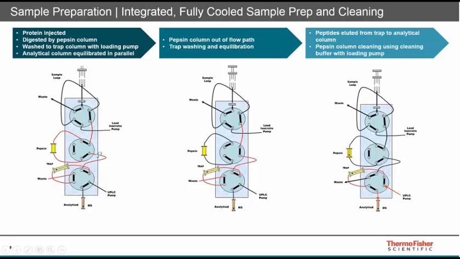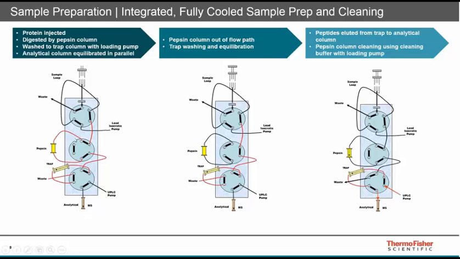they're further transported onwards onto the trapping column. Anything that's not binding to the trap column is running through the waste. The flow is provided by the loading pump that transports the sample by the pepsin column over the trap column. And in parallel, we have flow from the gradient pump, high pressure gradient pump, that equilibrates the analytical column that's currently not on the flow path.